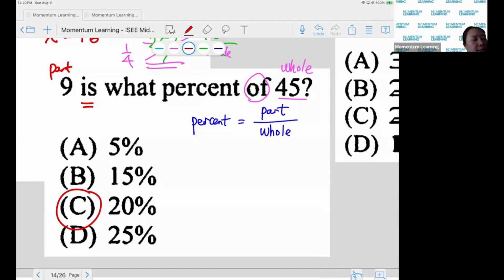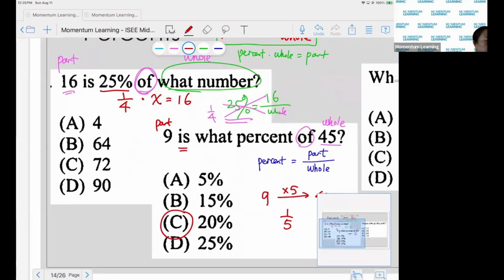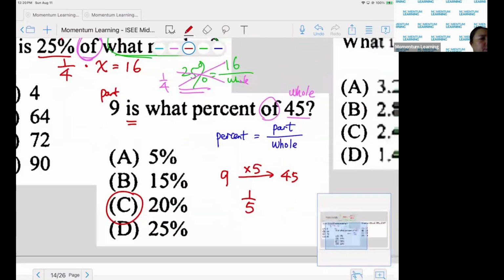Oh, so it looks like a lot of you are using the strategy of asking how do you get 9 to the 45, and because it's multiplied by 5, then the percentage is 1/5. Like Chris used the first one, he said this is 1/4, and then 16 times the 4. Okay, that's a good strategy.